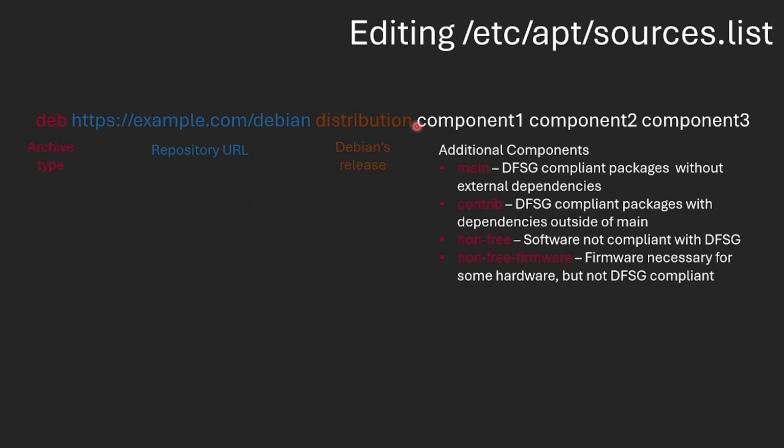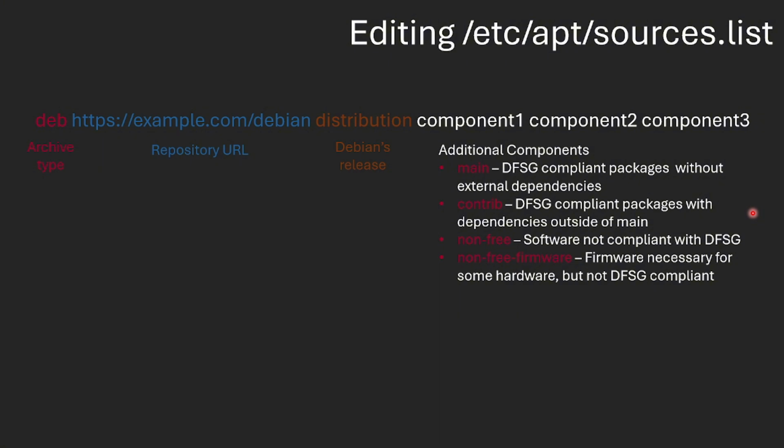Then we have Debian's release. It can either be a number or a name. Another cool story is that Debian releases are named after Toy Story characters. The newest one is called Bookworm, and the next one is going to be called Forky. Last one are additional components.